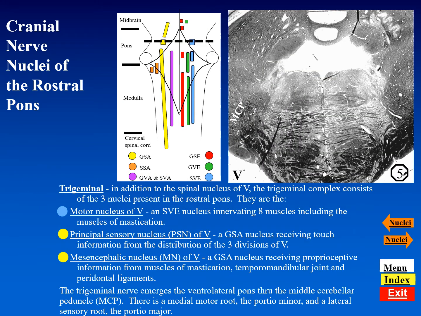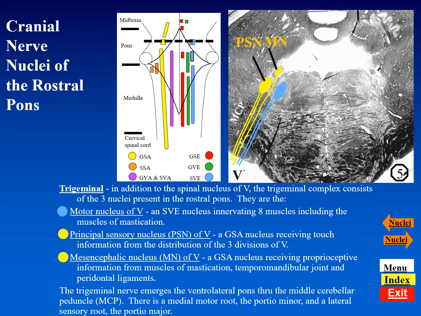In the rostral pons, we lose the spinal tract and nucleus of 5, but gain 3 other nuclei related to the trigeminal nerve. One is part of the special visceral efferent cell column, and that is the motor nucleus of 5. And 2 are related to the general somatic afferent cell column, the principal sensory nucleus of 5 and the mesencephalic nucleus of 5.